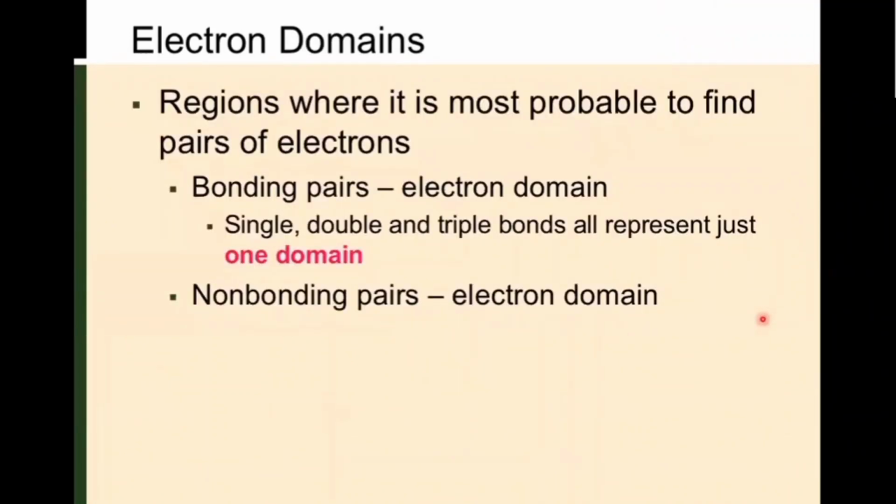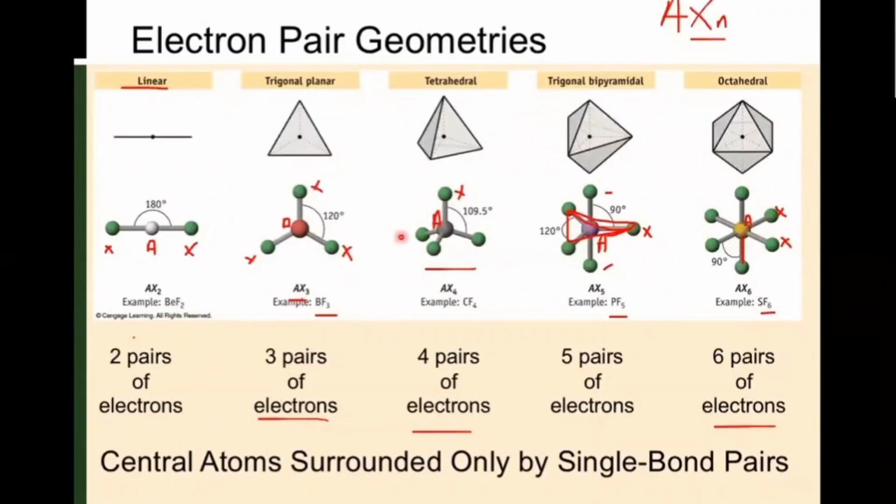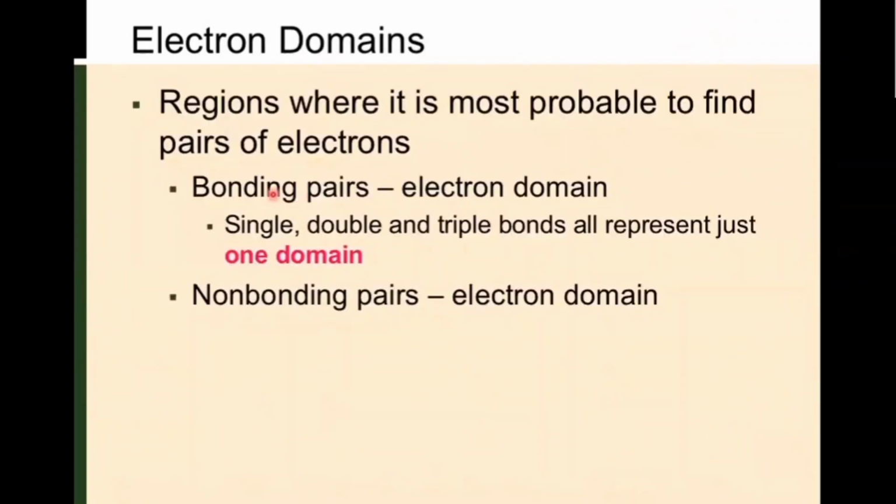Electron domains then, so regions where it is most probable to find pairs of electrons. So these can be bonding pairs. So electron domains could be here. This could be an electron domain for our trigonal planar structure because that's where the bond pair is. The bond pair will be between A and X. So bonding pairs, electron domain. So single, double, and triple bonds all represent just one domain. So even if you have more than a pair of electrons, it's still only one electron domain. Non-bonding pairs then are also an electron domain. So this is things like our LPs.